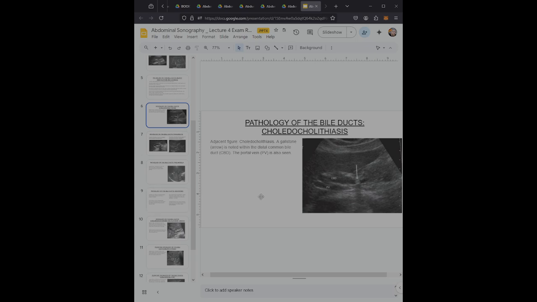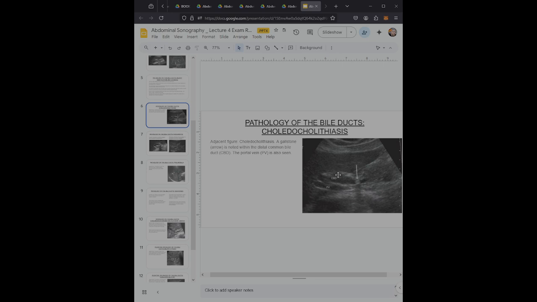There's another pathology of the bile ducts that we've seen when looking at the pathology of the gallbladder, and that's choledocholithiasis. Whenever we have bile stasis occurring, gallstone inflammation is probable.